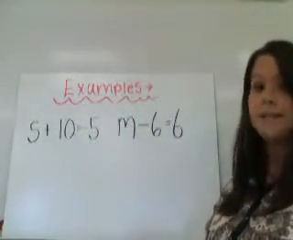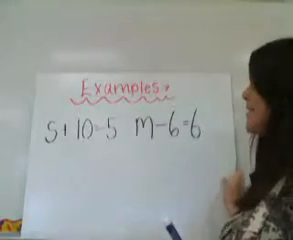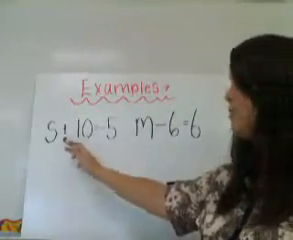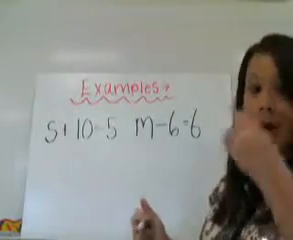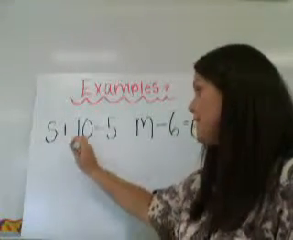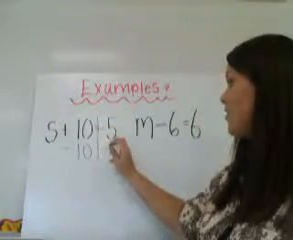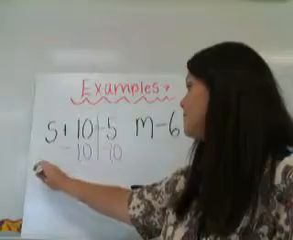Let's take a look at a couple more examples. Our first example is s plus 10 equals negative 5. Since we have an addition problem, we're going to do the opposite, which is subtract. So we're going to subtract 10. Then we're also going to subtract 10 on the other side of our equal sign.